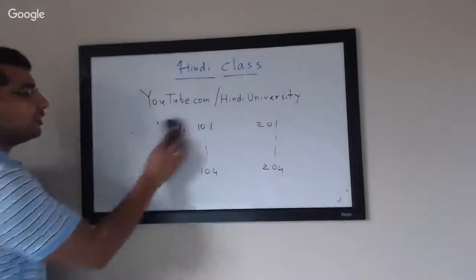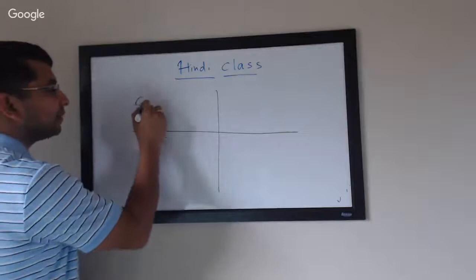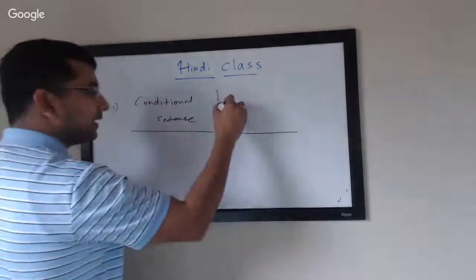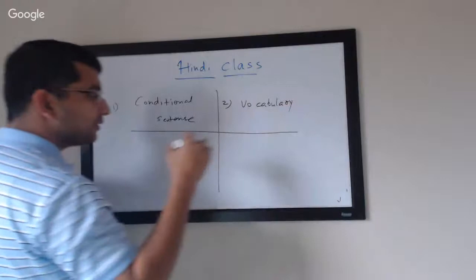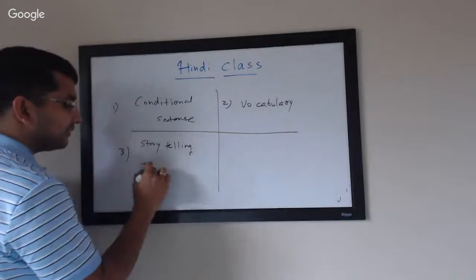As always, today's class is structured in four segments. In the first segment, we'll talk about conditional sentences in Hindi. In the second segment, we'll talk about Hindi vocabulary relevant for this particular class. In the third segment, which is very important, storytelling. There will be a story of a thief and John. And John is just a name I made up, okay?